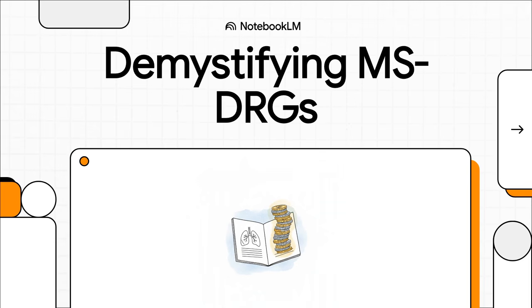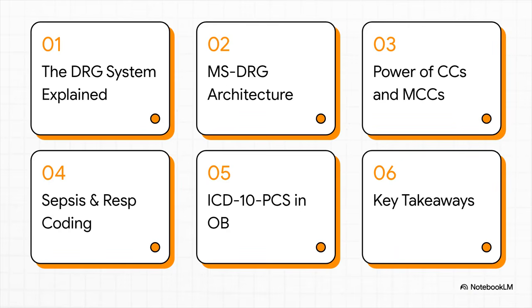Let's get into it. Here is our roadmap for today's explainer. We're going to cover the DRG system basics, the MS-DRG architecture, the massive power of CCs and MCCs, sepsis and respiratory coding, ICD-10 PCS and obstetrics, and finally we'll wrap up with some crucial key takeaways.